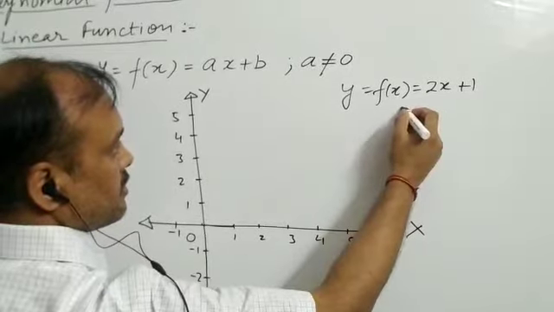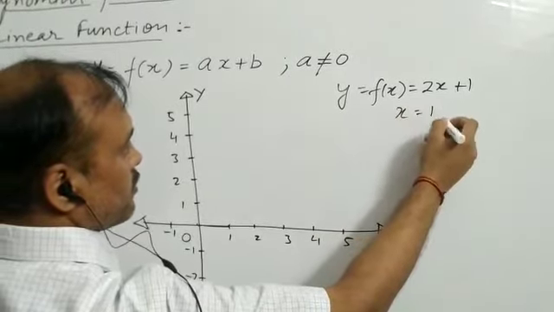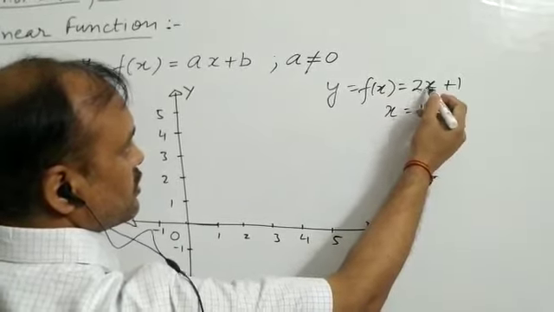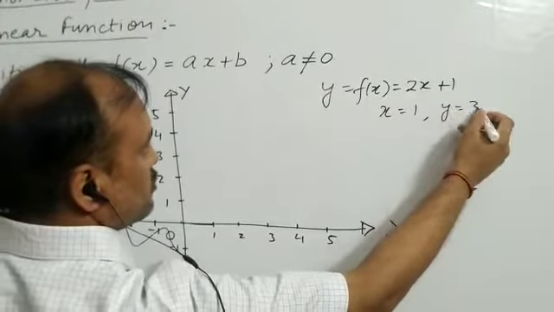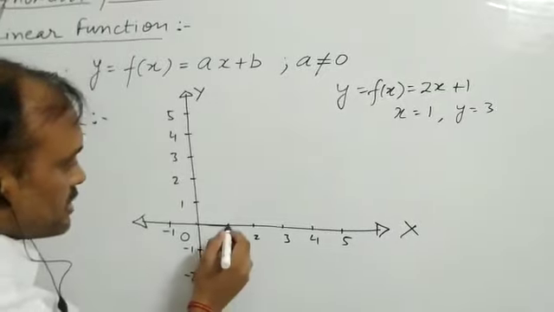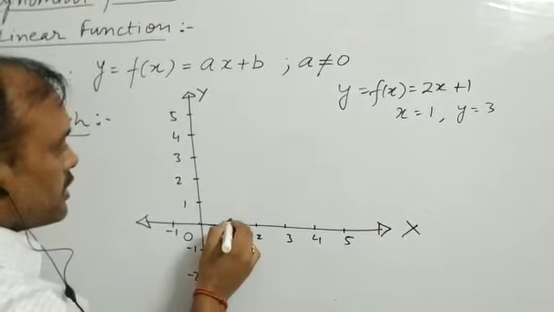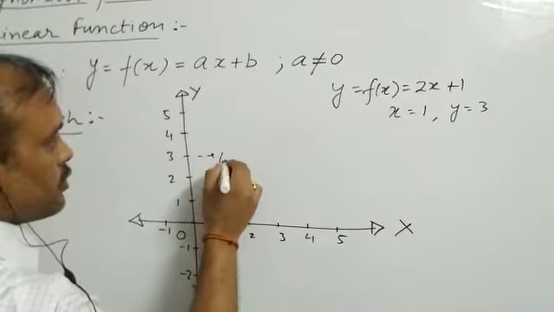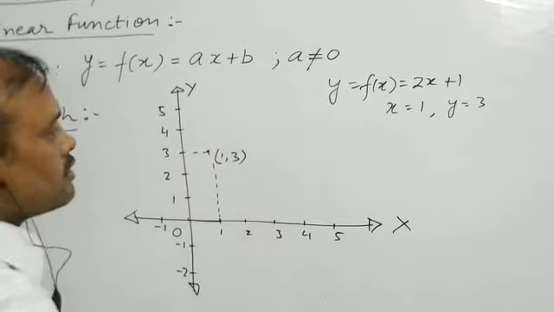Take x is equal to 1. What will you get for y? By putting x as 1 here, you will get y is equal to 3. So for x equal to 1, you are getting y is equal to 3. So this is the point (1, 3).